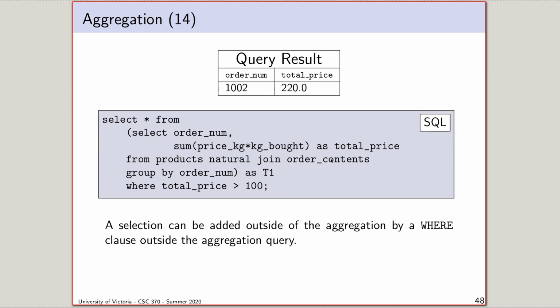So I'm allowed to, in this case, because I've done this nested query, this is a different nested query, I perform the aggregation and grouping like I did before in a nested query, and then I look at the resulting relation in this outer select statement, and I can filter it. I could select all orders whose price is greater than 100 by adding this where clause.